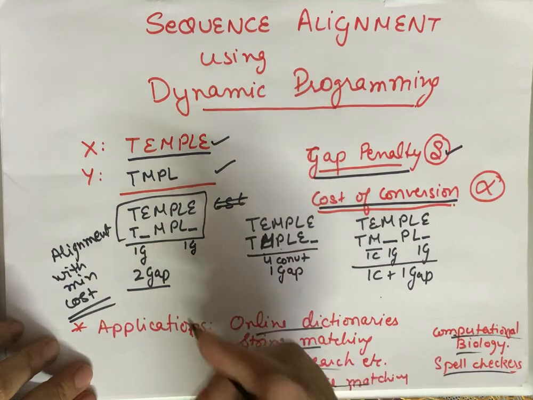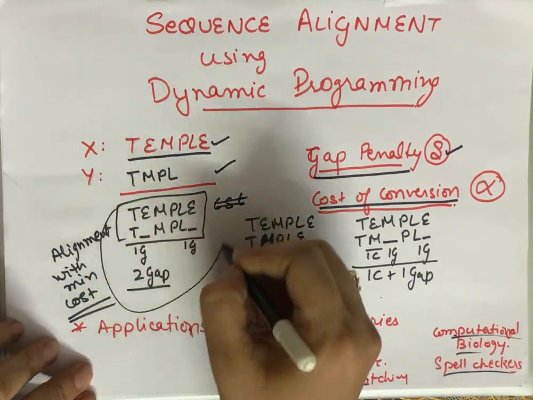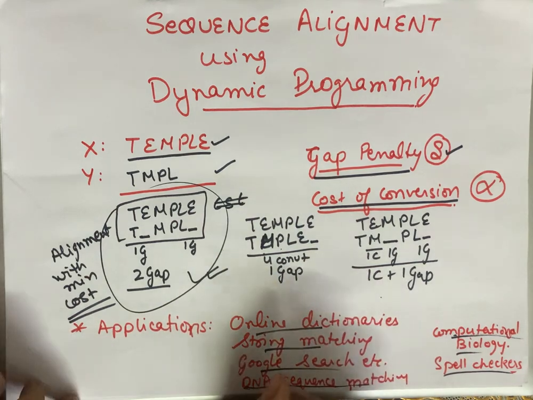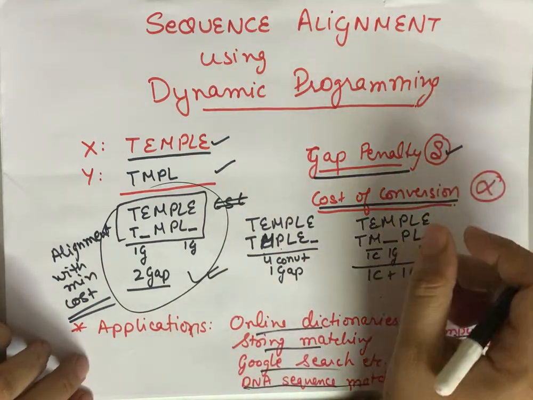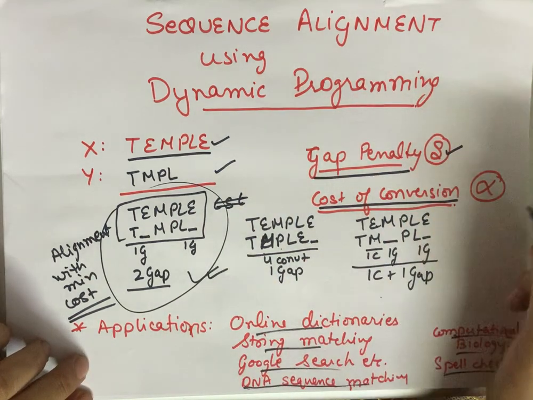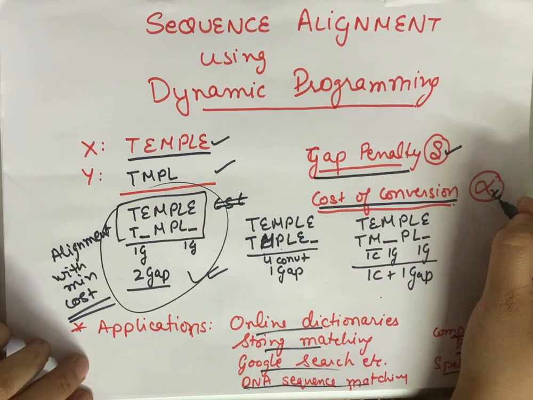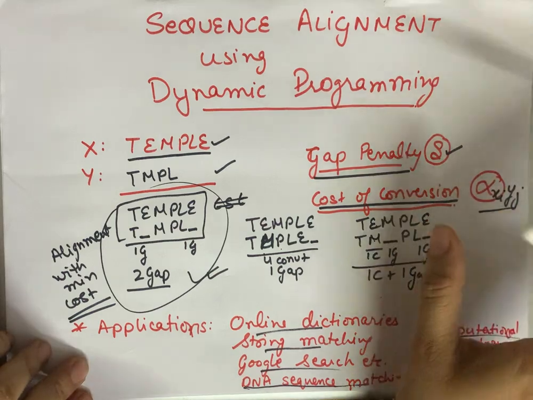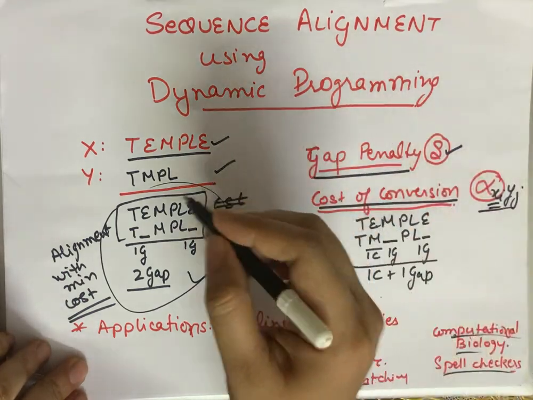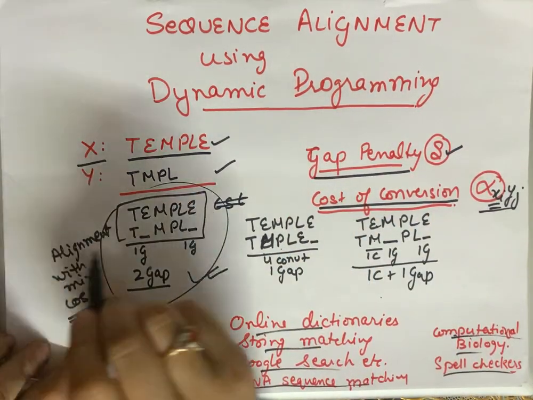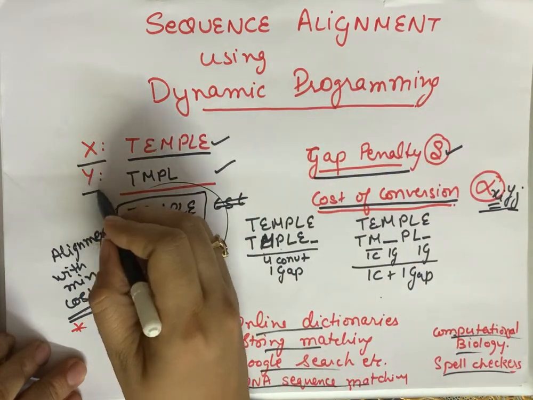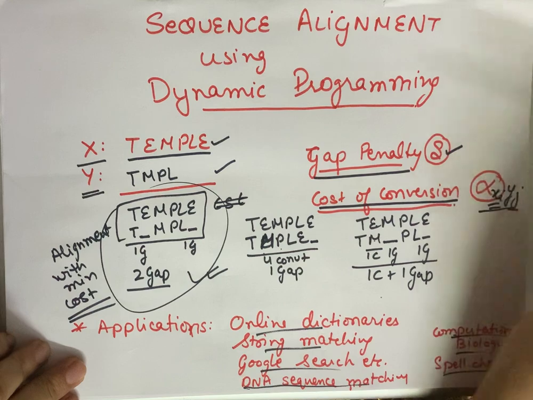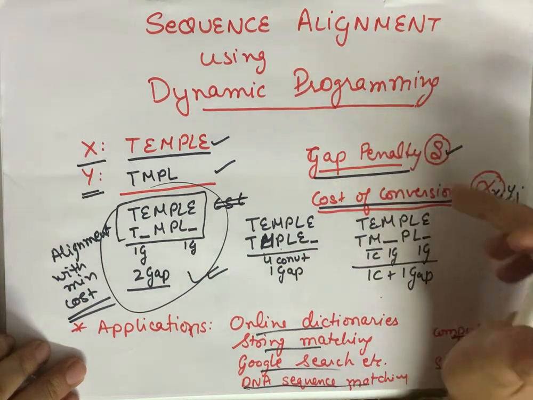So in our case, this is the best answer, which is giving you the minimum cost. But again, it depends on how much gap penalty there is and how much cost of conversion there is, which is represented by alpha xi yj. We'll just come to that. That is converting xi, x being the first string, to yj, yj being the second string. So the cost of converting xi to yj is alpha xi yj, right?